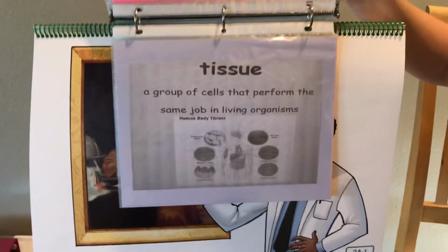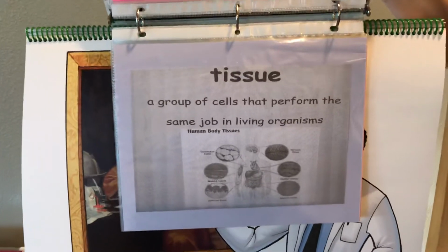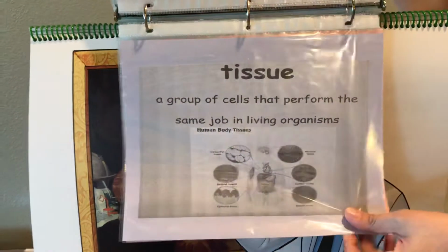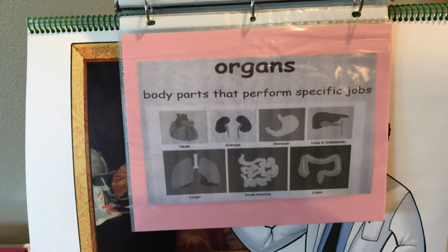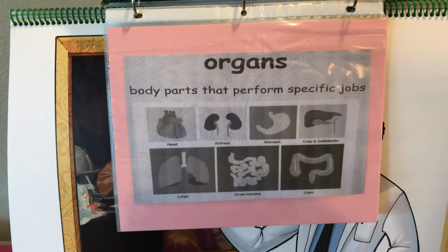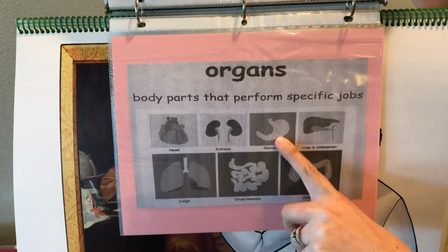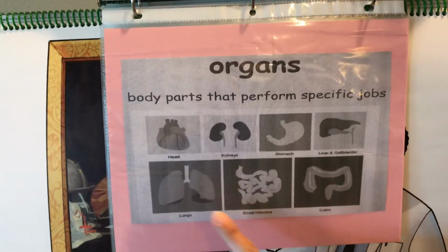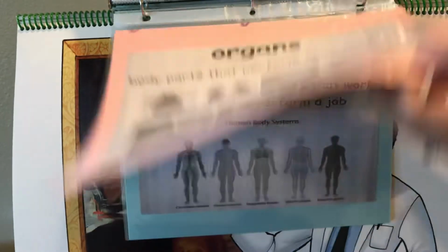Another vocabulary word is tissue, a group of cells that perform the same job in living organisms. Organs are body parts that perform specific jobs, like the heart, kidneys, stomach, liver and gallbladder, lungs, small intestines, colon, among many, many others.